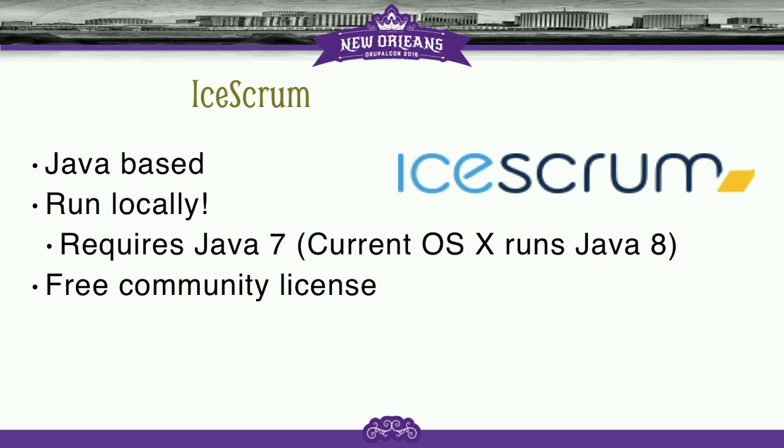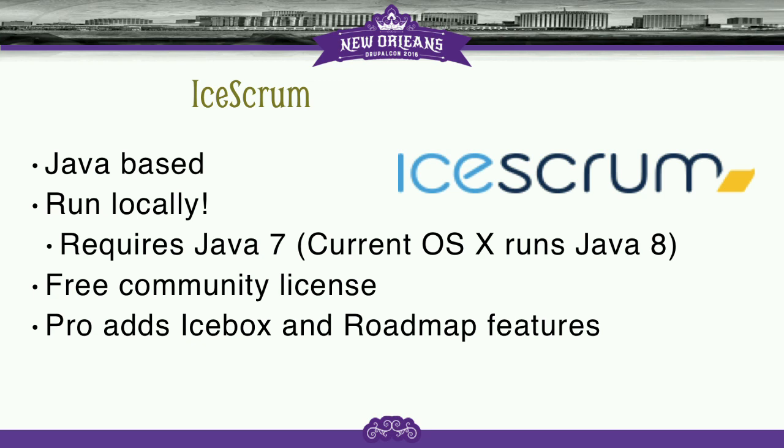It's a free community license. It's worth playing with if you really want to try it out. Because I'm going to do due diligence, I'll show you the little video. I'm not sold on it. I'm really not sold on it. There's a pro version that adds a roadmap and icebox features, which is one of the other things that I really look for as an add-on that JIRA is just starting to get into with the portfolio. But for a local version, if you have a server, then you can run Java. It's worth trying. I'm not crazy about it, and I'm really not crazy about the UI.